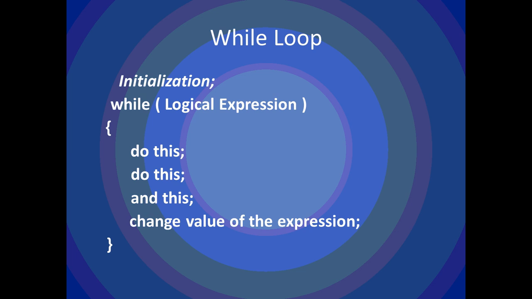do this means statement 1, statement 2, statement 3, then change in value, either increment or decrement of the value, then again condition is checked. If the condition is again true, again control enters the body of the loop, again statements would be executed. So this repetition goes on until the condition is true. But when the condition gets false, control transfers to the next statement after the loop. So even if the first time the condition gets false, logical expression gets false, control would not enter the body of the loop, rather control would go to the next statement after the body of the loop.